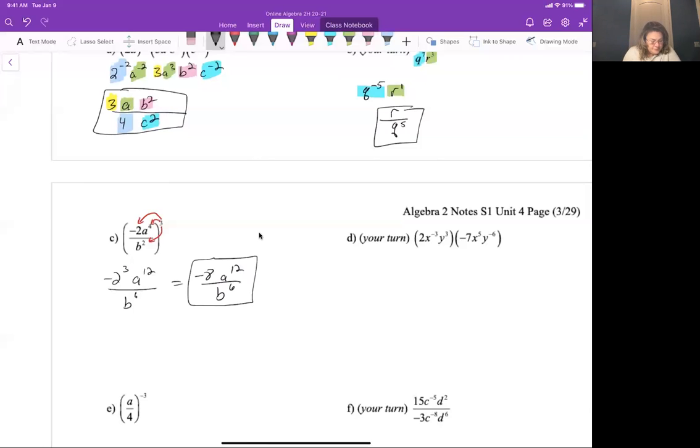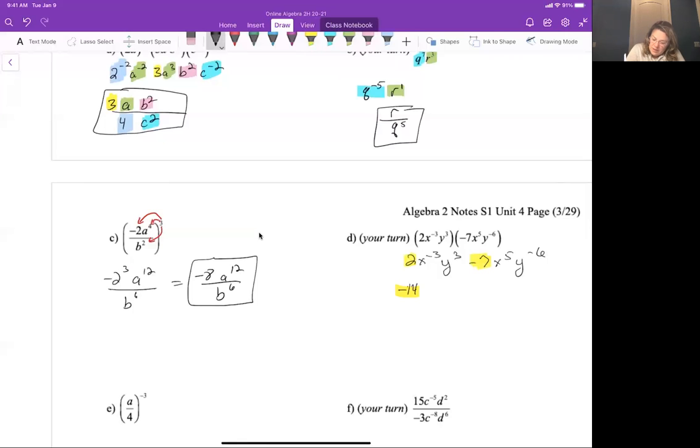All right, let's try another one yourself. Don't let the parentheses fool you. I can write this just like this. There's no additions. So the first thing that I would do is combine my 2 and my negative 7, and that would give me negative 14.